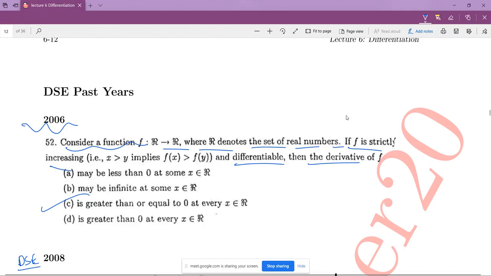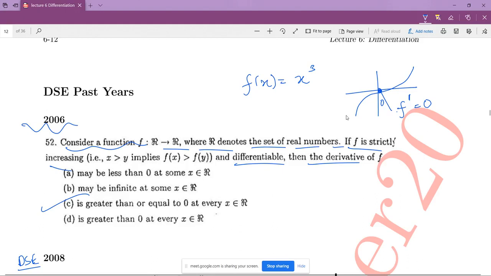Strictly increasing does not mean only greater than zero. The thing is, consider the function f of x equals x cube. Okay, so this function looks like this. Now at the origin, you have f prime equal to 0. So you have the derivative equal to 0, but still the function is not stationary. At this point it is still increasing.